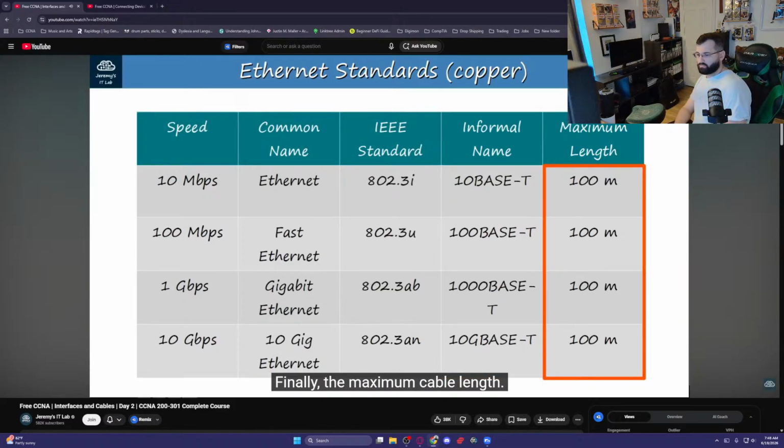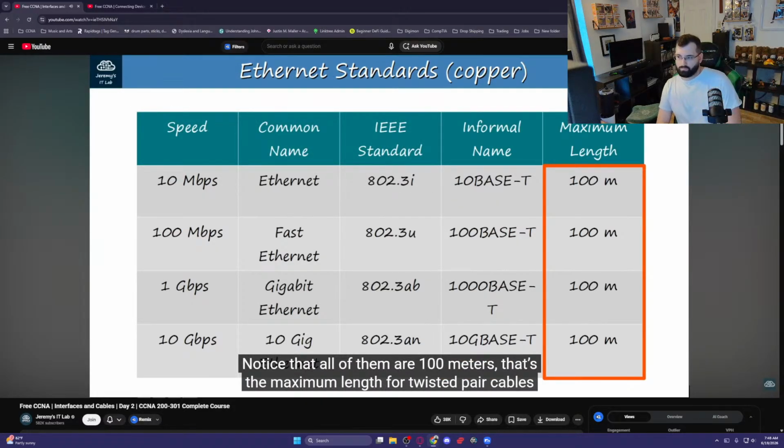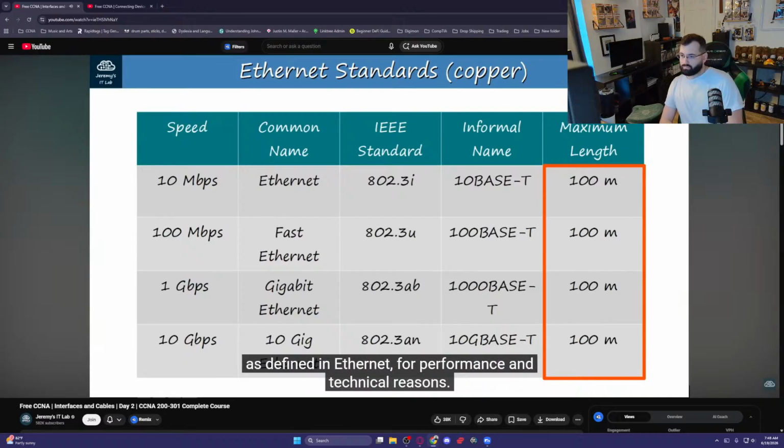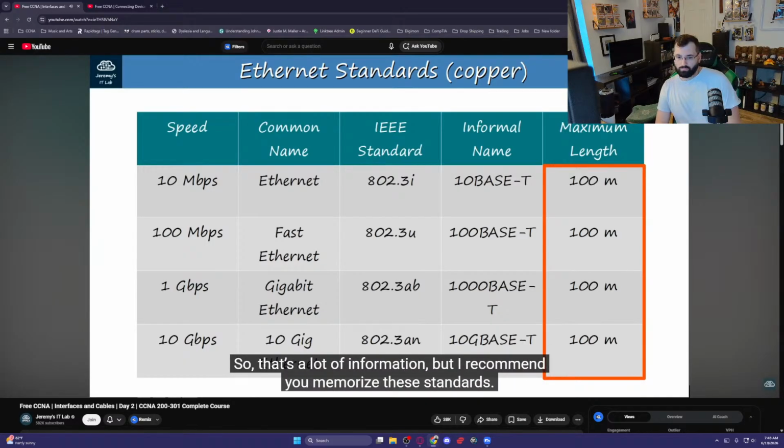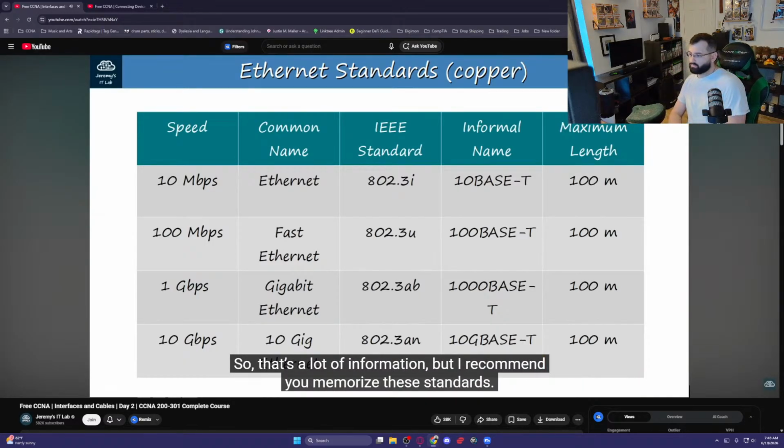Finally, the maximum cable length. Notice that all of them are 100 meters. That's the maximum length for twisted pair cables as defined in Ethernet for performance and technical reasons. So that's a lot of information, but I recommend you memorize these standards.